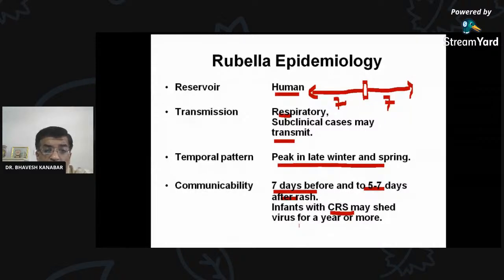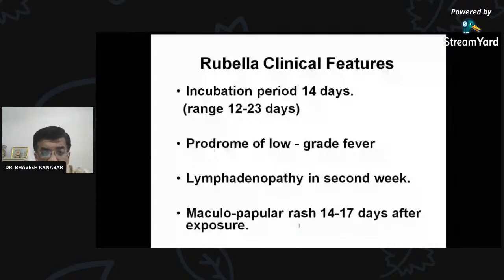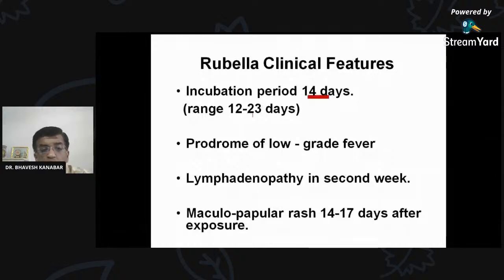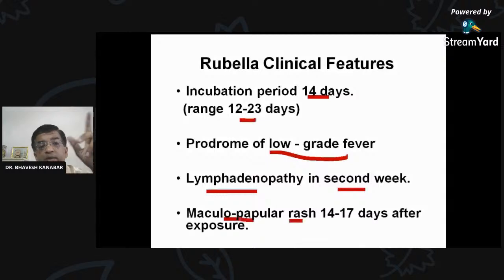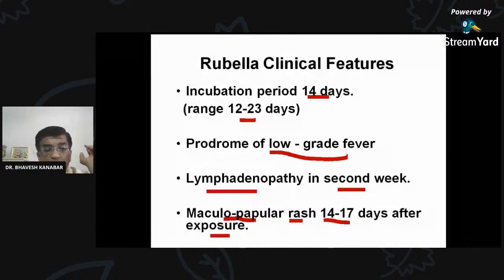The incubation period for rubella is 14 days. Range is 12 to 23 days. You can remember 14 days. Prodromal symptoms include low grade fever. Then there can be lymphadenopathy in the second week. So clinical features include low grade fever, lymphadenopathy in the second week, and rash. Which type of rash? Maculopapular rash, same as in measles. Maculo means flat lesions, papule means raised lesion. The rash develops 14 to 17 days after the exposure.